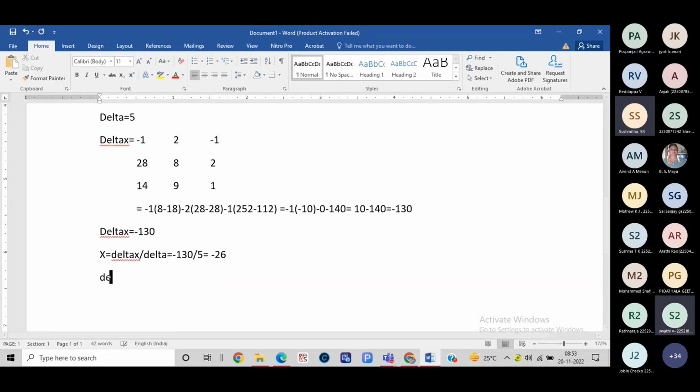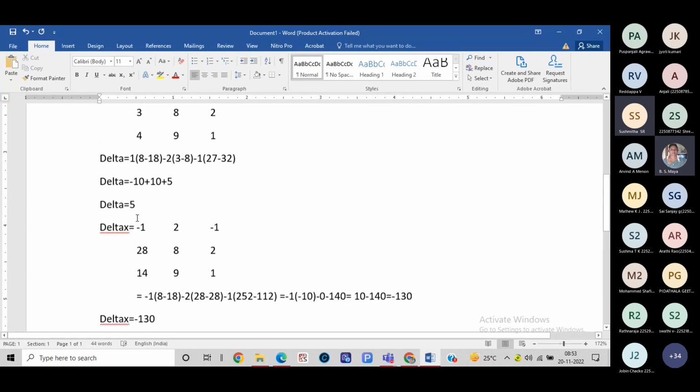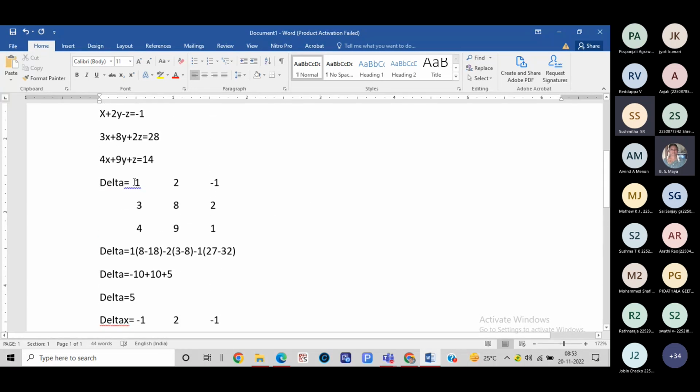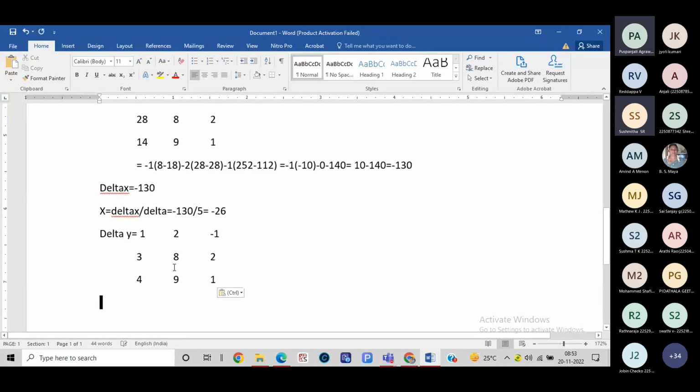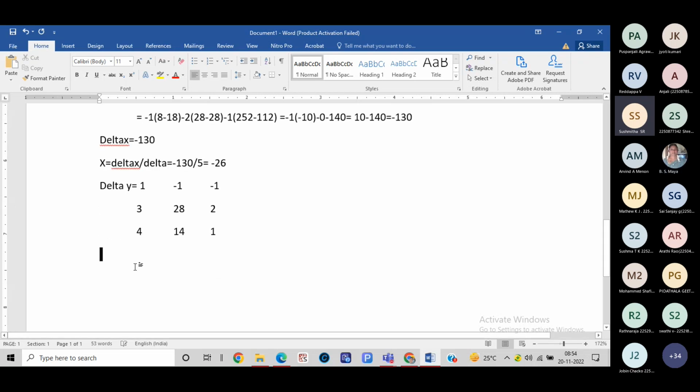Delta y. How to write delta y? First you copy it on the same matrix. Now I want to replace. So which column do I have to replace? Second column, ma'am. What is the value of this? Second column is minus 1, 28 and 14. Can you do it?